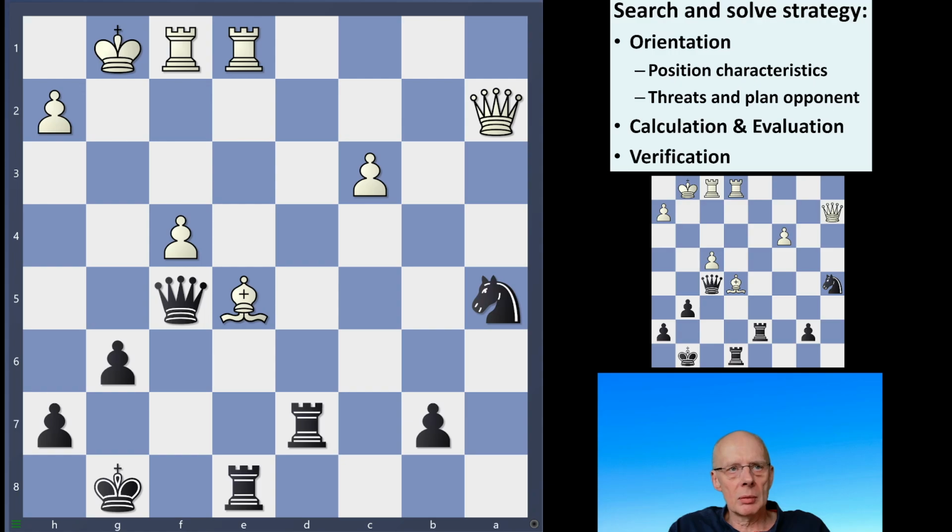And if we look at the current material, the material is equal. We have a knight on a5 versus a bishop on e5. So in this position, material equal, black is in check, white has a double attack on the knight on a5 and the king on g8. So what kind of assets does black have in this position? Well, black sees, of course, that the white king is vulnerable.